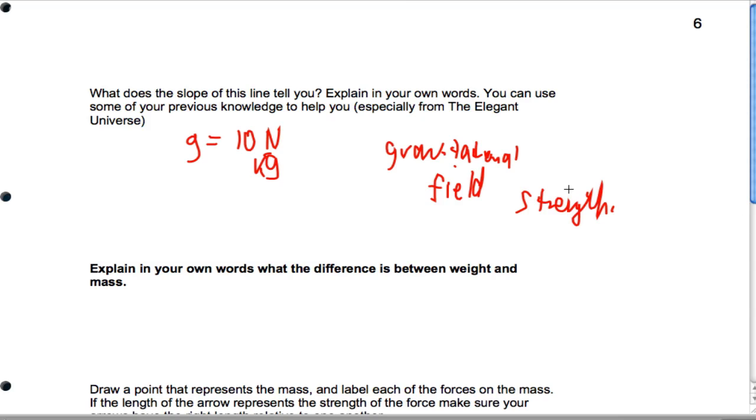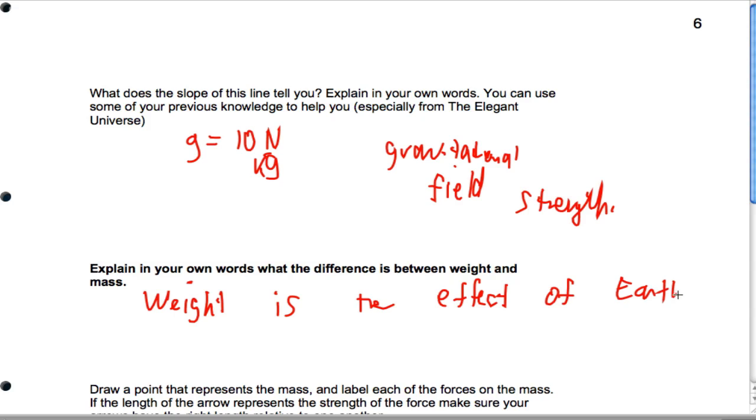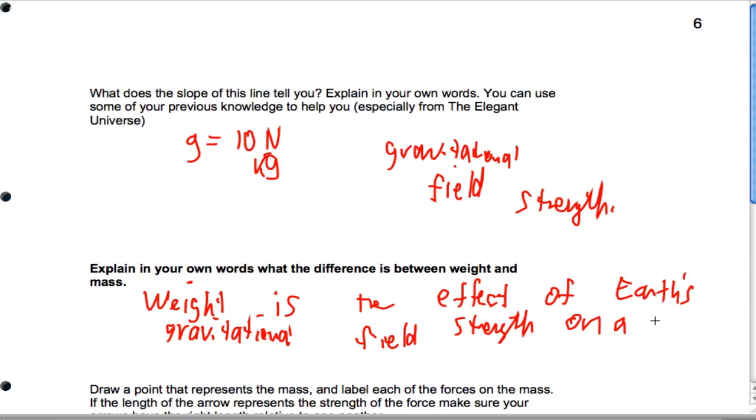Now, if we want to explain in our own words the difference between weight and mass, here's what we say. Weight is the effect of Earth's gravitational field strength on a mass.